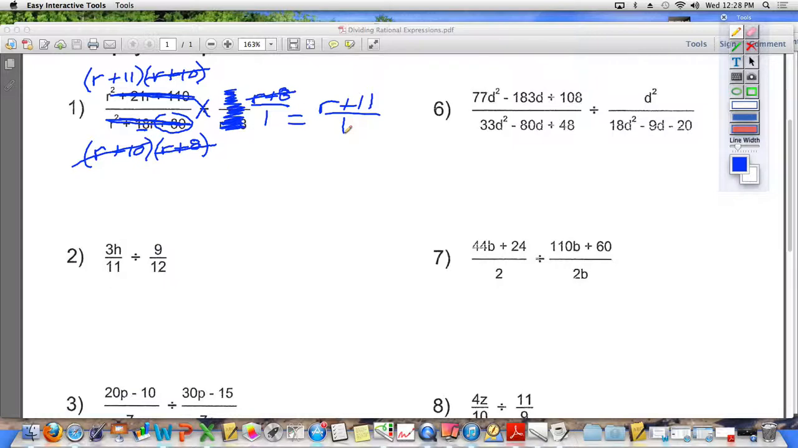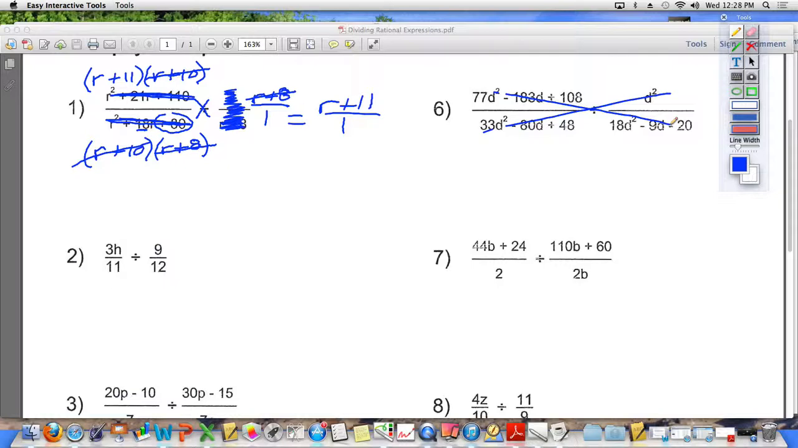Do I need the 1 there? No, don't need the 1. All right, you may cross off number 6. Yay. Number 6 gets pretty ugly. We certainly could do it, but I don't think we need to get that detailed.